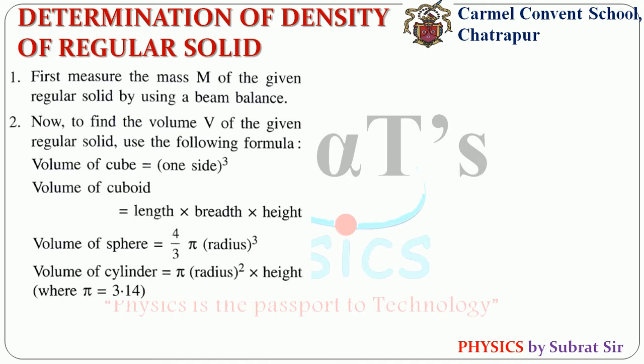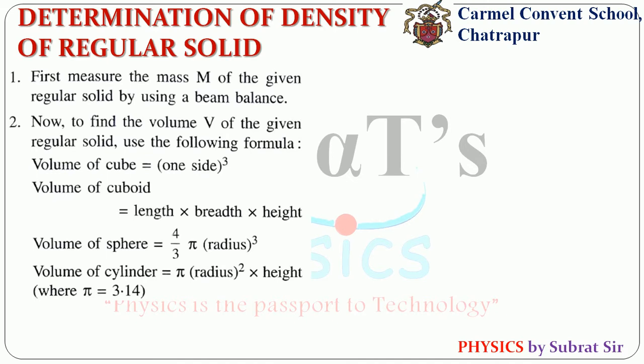by some given formulas. If it is a cube, then you can put the formula one side to the power cube. If it is a cuboid, then you have to put the formula length into breadth into height. If it is a sphere, then you can put the formula 4 by 3 pi r cube. And if it is a cylinder, then you can put the formula pi radius square multiplied by height, and here the value of pi is 3.14.